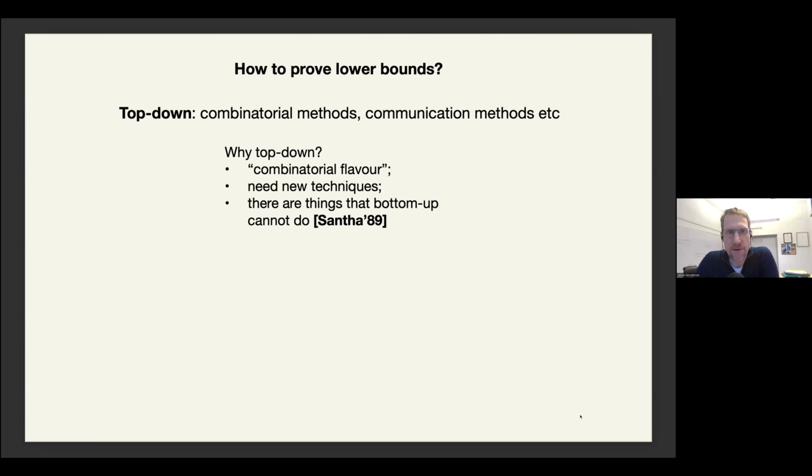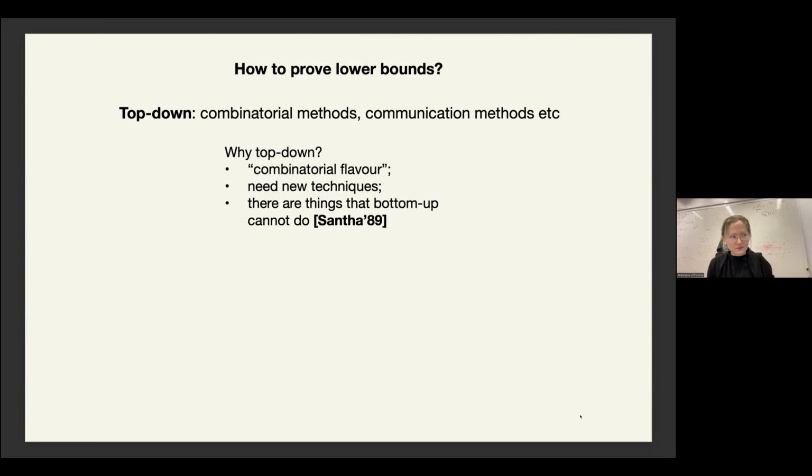Will you say what this is, or we don't need to know? Oh yes, there is a reference. It's a very mysterious paper in which I always find something new when I reread it. But the result is a separation of Arthur-Merlin and Merlin-Arthur with oracles. Yeah, and it's top-down. Okay, thanks.